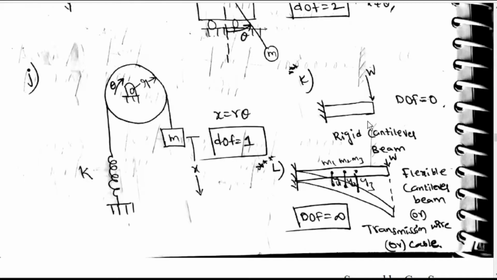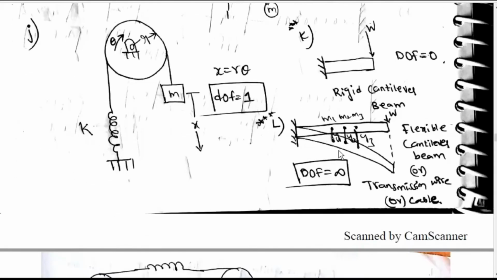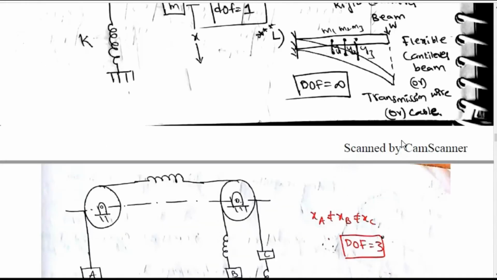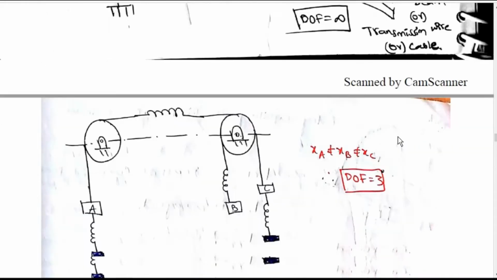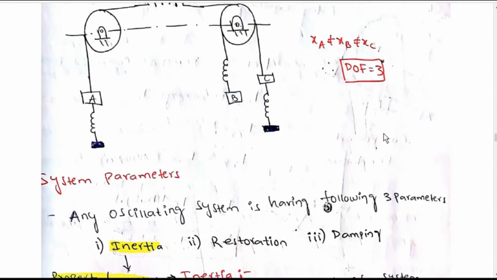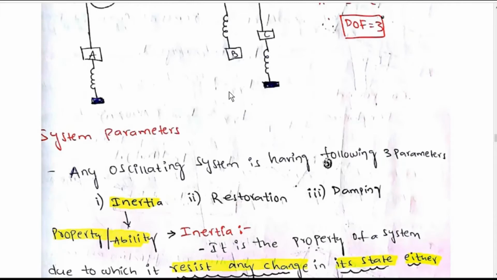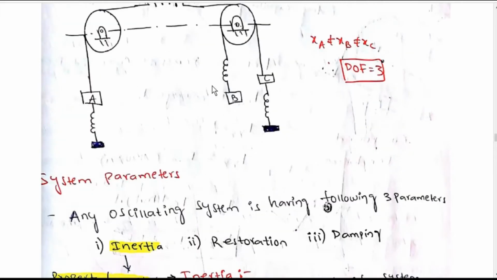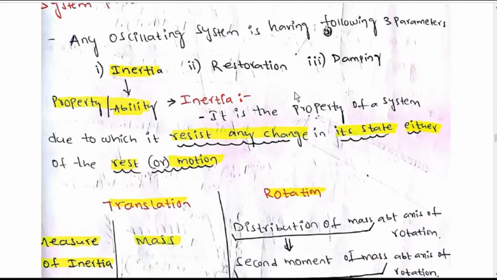With weight W on a rigid cantilever beam, degree of freedom is equal to 0. With weight W on a flexible cantilever beam, or a transmission wire or cable, degree of freedom is equal to infinity. Masses M1, M2, M3 with deflections Y1, Y2, Y3: different deflections will be there. Here xA not equal to xB not equal to xC, so degree of freedom is equal to 3. This theta will have some relation, but x1, x2, xa, xb, xc won't have any relation.